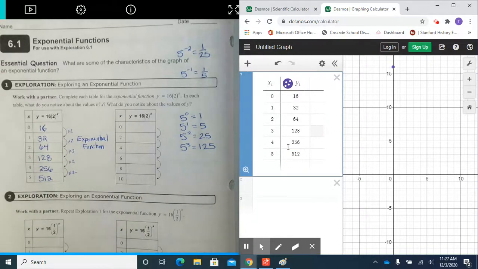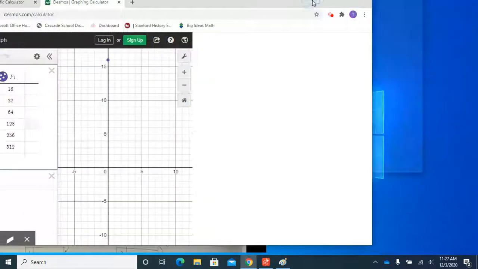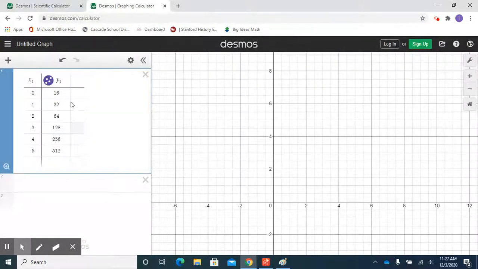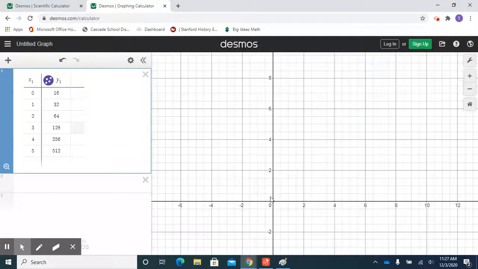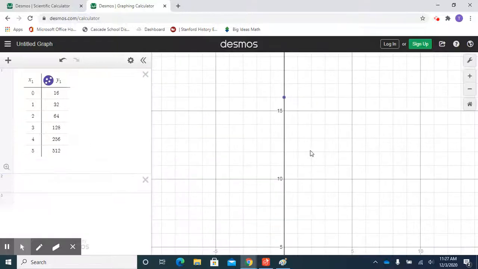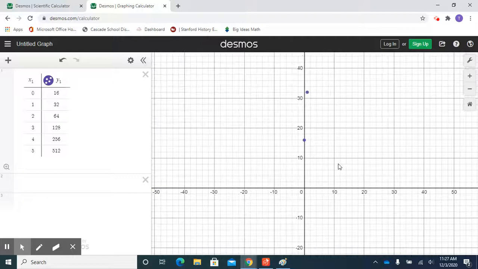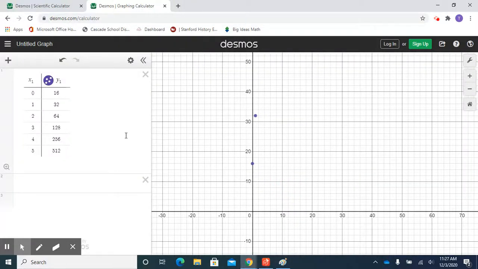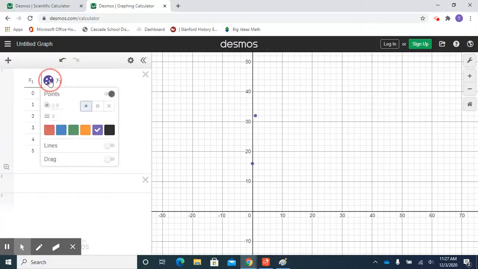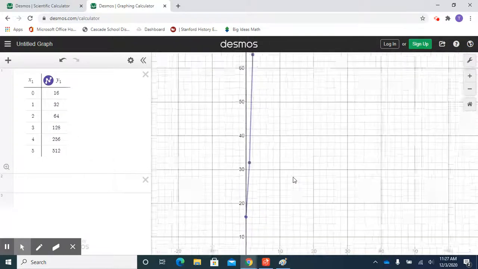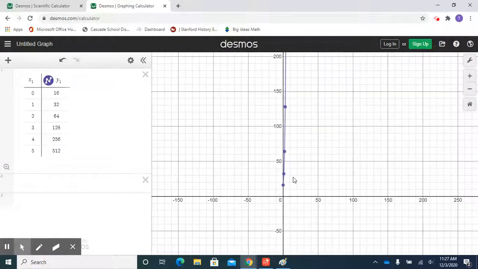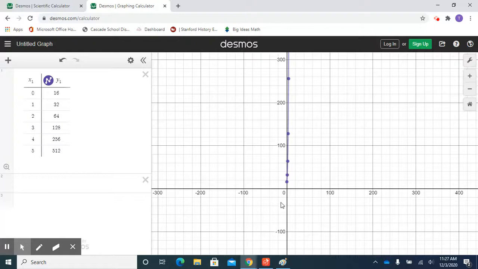So I just made a table. I did the work right here. I plugged it into the table, and I now have this graph, which is way up here. So what I'm going to do now, and I don't have any negative numbers, but what I'm going to do now is I'm going to turn this into a line and see what my line looks like. So I can see this exponential growth. It just goes really, really steep.